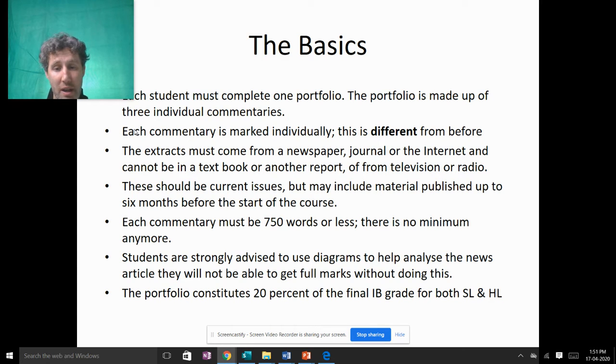Now, the IB has a rule as well, and I'll talk about this in a few minutes, where you should really be writing the commentary within 6 months of when the article is published, but definitely not more than a year, because if it's written more than a year, then you lose marks on that. Students are strongly advised to use diagrams, so you need to use diagrams to analyze your article. And also, students will not be able to get full marks without doing this. So you won't be able to get full marks without drawing diagrams. And of course, as I said, for both HL and SL, it's worth 20% of your IB score.